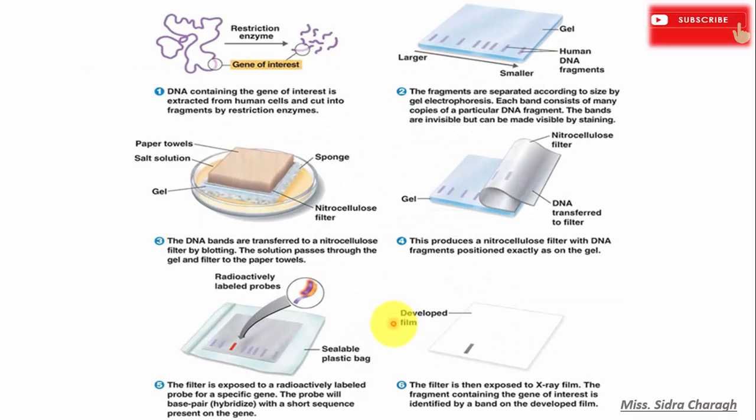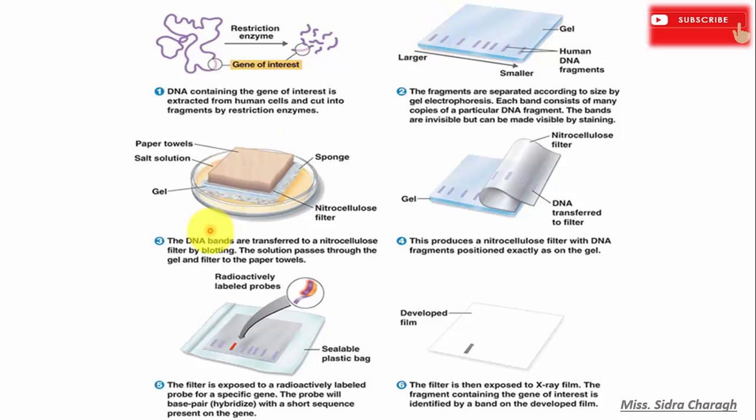So in Southern blotting, first the DNA containing the desired gene of interest is extracted from human cells and then cut into fragments by restriction enzymes. Next, the fragments are separated according to size by gel electrophoresis, and here each band consists of many copies of a particular DNA fragment. The bands are invisible but can be made visible by staining.